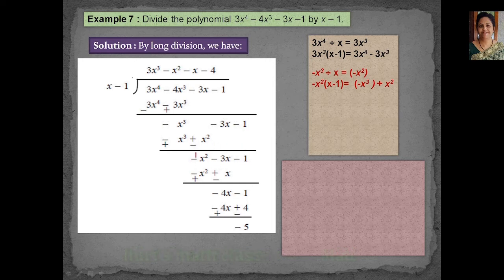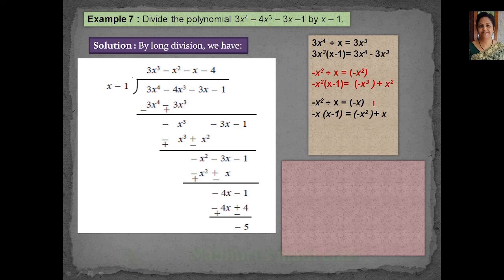So what is the first term of the new dividend? Minus x squared. First term of the divisor, x. So minus x squared divided by x is what? Negative x. That will be the third term of the quotient. Now we will multiply the third term of the quotient into the divisor. So minus x into x minus 1. Minus x into x is negative x squared. Minus x into minus 1 is plus x.